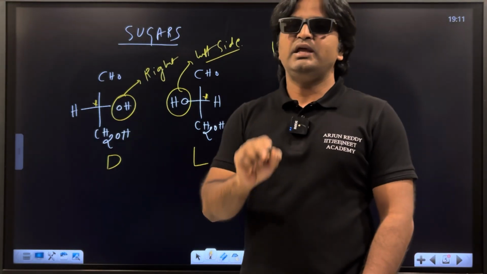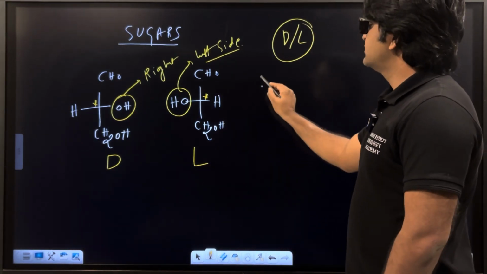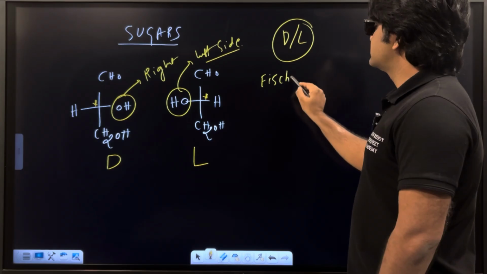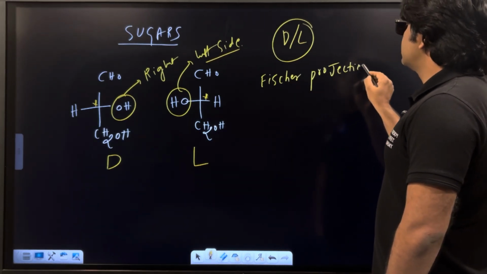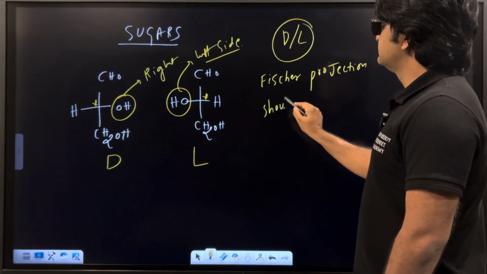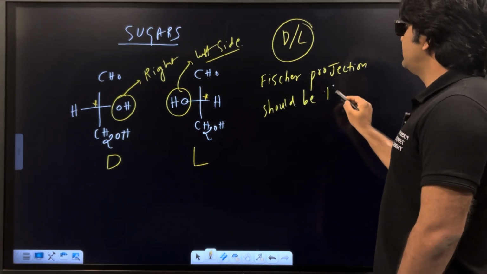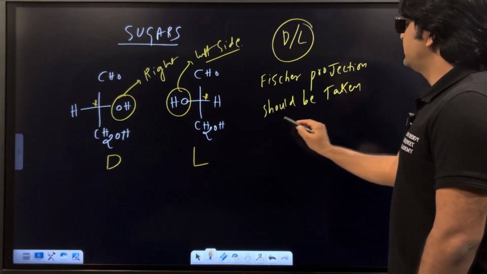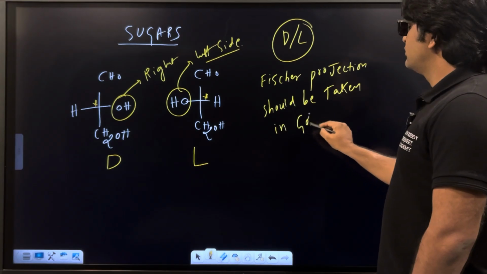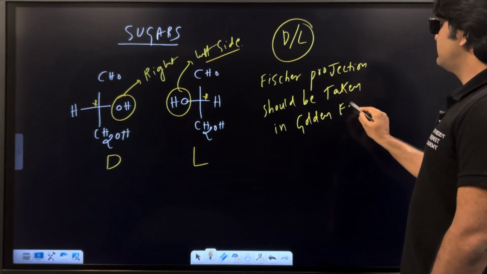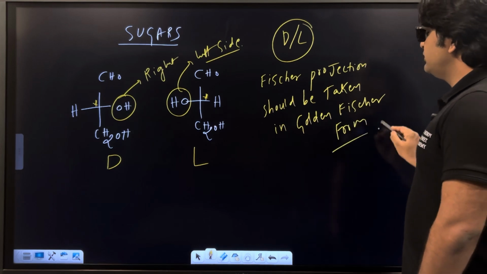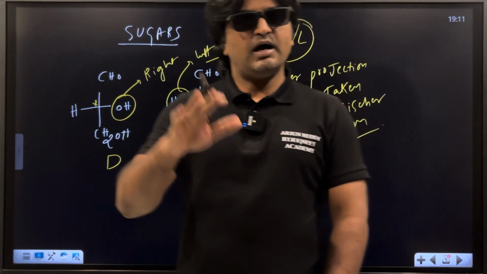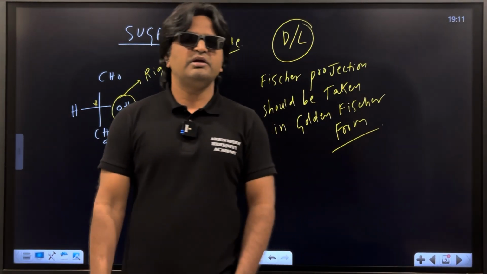the Fischer projection should be taken in golden Fischer form. What is the meaning of golden Fischer form? Already all types of rules were completed in the previous lecture.